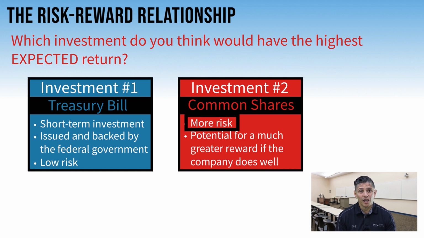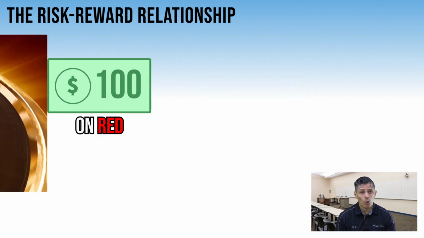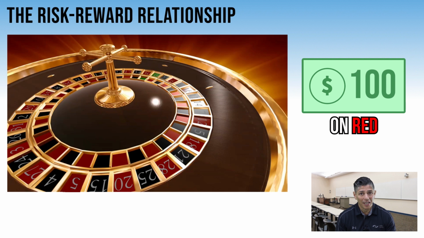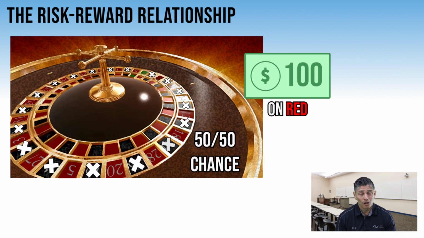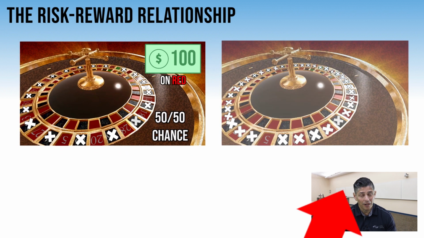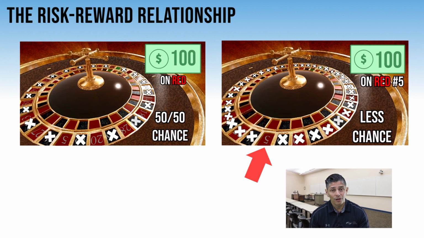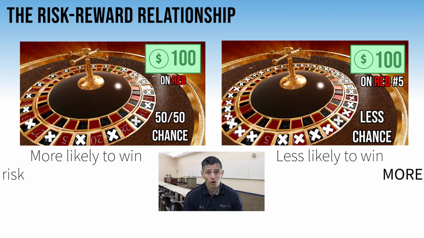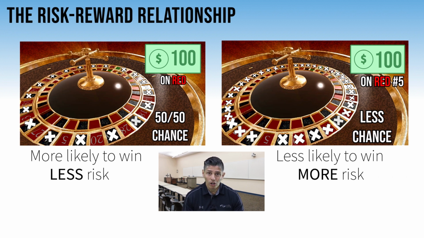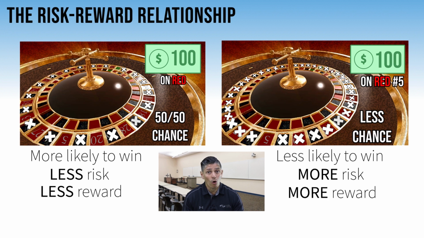The risk-reward relationship can be summed up through the following analogy. Consider betting $100 on red at the roulette table, a bet where you have about a 50-50 chance of being right, versus a more specific bet on red number 5. The red number 5 bet is much less likely to hit. In other words, it carries more risk, but also offers a much greater potential reward if the bet turns out to be a successful one.